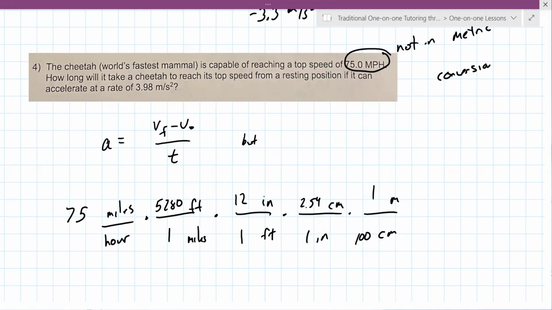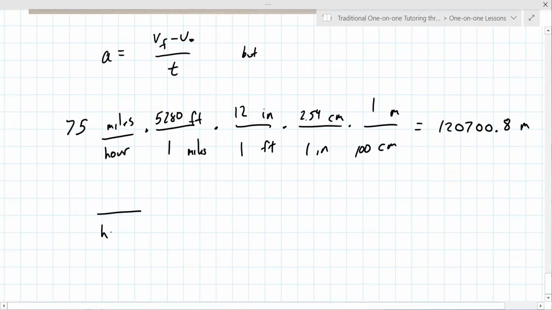Okay, so the number you come up with, just keep in mind, we've only taken care of the miles. We haven't taken care of the hours yet. So it's going to be really big. I get 12,700.8, and that's in meters. But we still have this hours to deal with. So imagine hours is on the bottom. We're going to go hours to minutes to seconds. In 1 hour, there's 60 minutes, and in 1 minute, there's 60 seconds.